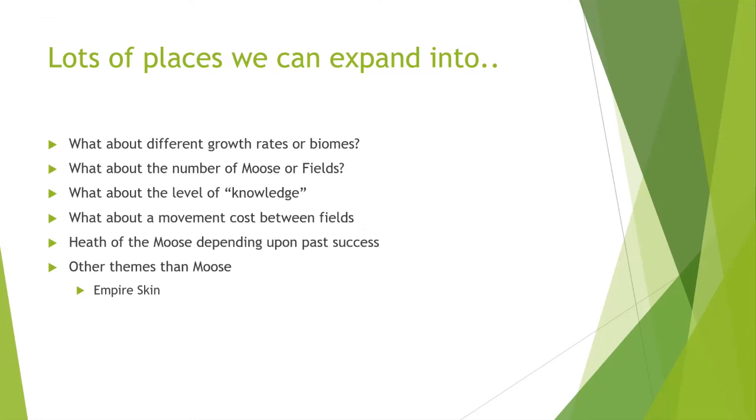What about the number of moose? In this case, we only looked at two competing against each other, or more fields. If there are more fields, then perhaps there are more chances for other strategies to be created. There was a great question from one of the reviewers about what level of knowledge the moose has. In game theory, we usually say that it has complete knowledge, but this is not necessarily the case. Perhaps the moose can only remember things so many stages back.